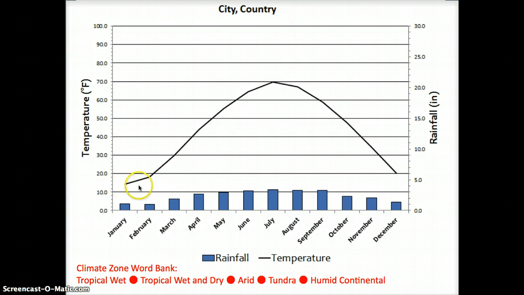And right away you can see that this is a location that has temperature extremes. It's a seasonal location. You can see that in January we're at about 15 degrees. And then as we get into the summer months, it gets pretty warm, around an average of 70 degrees Fahrenheit. So this is a pretty typical humid continental climate.